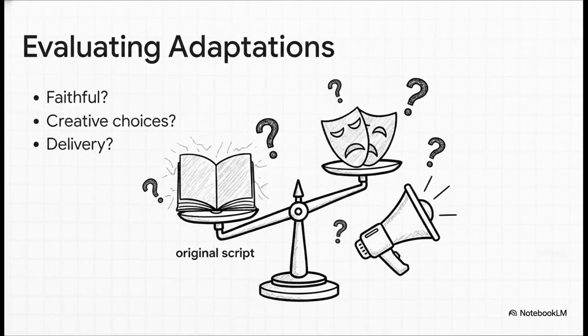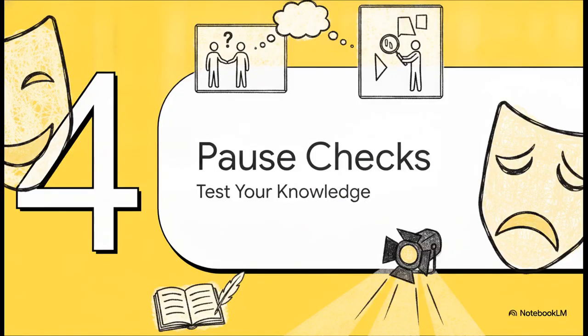So when you're analyzing a play and watching an adaptation, you always want to evaluate it. Ask yourself, does the production stay faithful to the script or does it depart from the original text? Why did the director make these creative choices? And how does the actor's delivery actually change the meaning? These are crucial questions to keep in mind. Which brings us to Section 4, Interactive Pause Checks. Time to pause and test your understanding of how these dramatic elements work together.